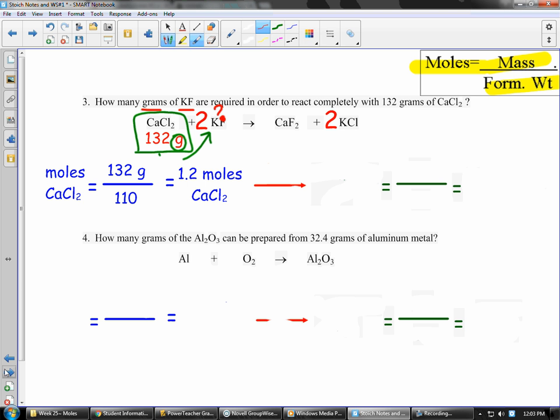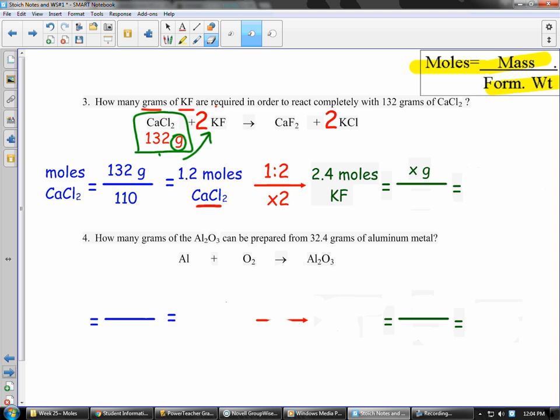My coefficient in front of my calcium is a 1. The coefficient in front of my target is a 2. So I'm doing a 1:2 ratio. I'm going to double my moles here. Now I have moles of potassium fluoride, which is what you see here. Wonderful. Now it wants grams of potassium fluoride.